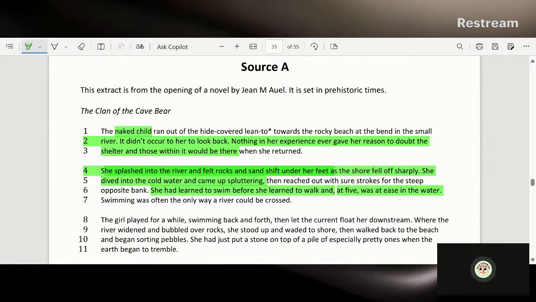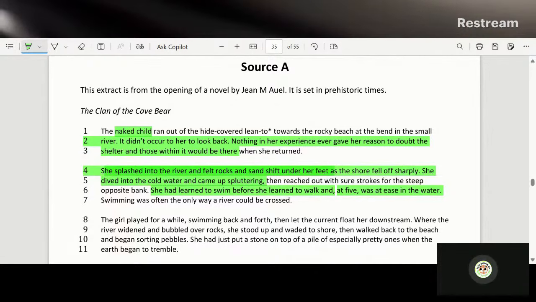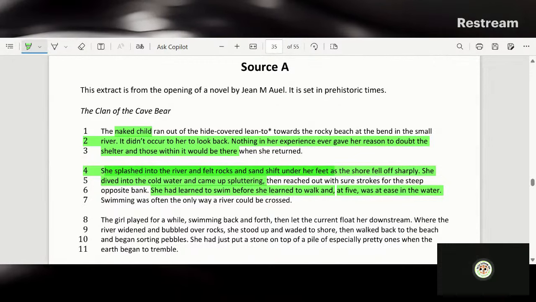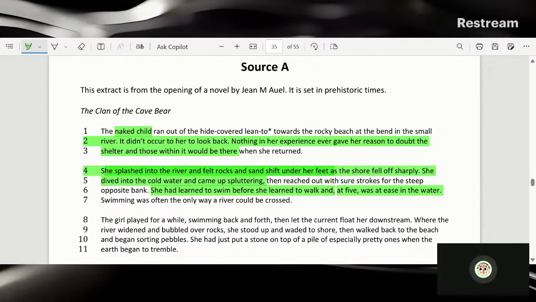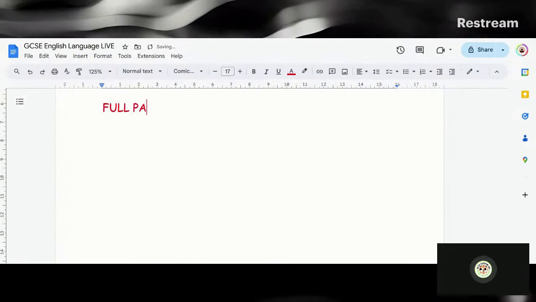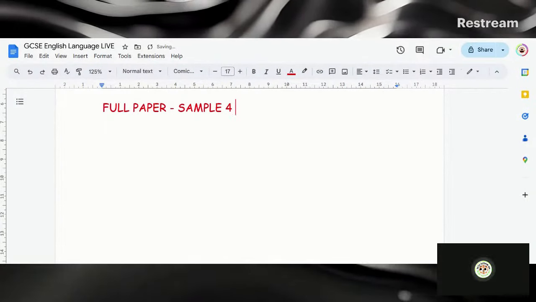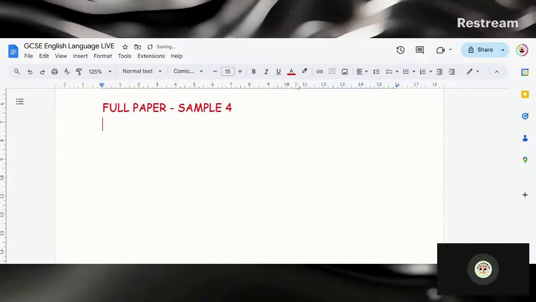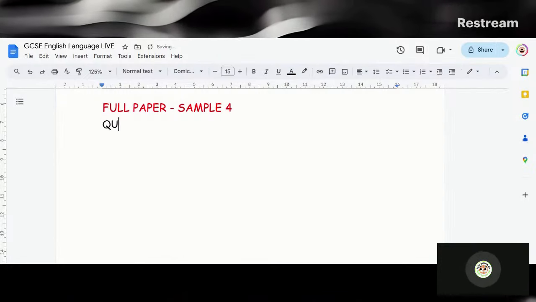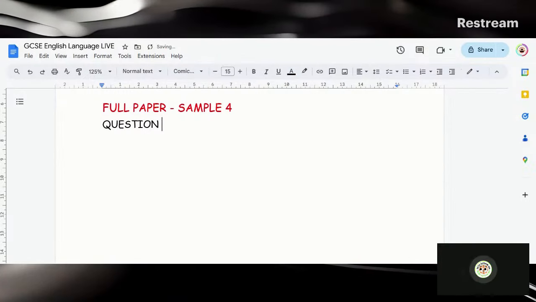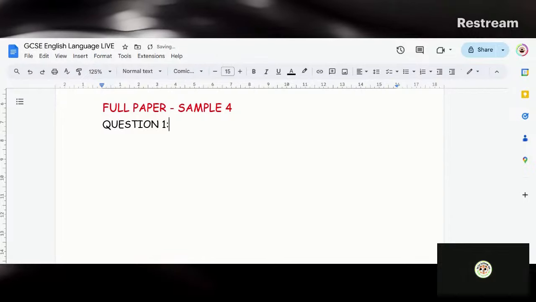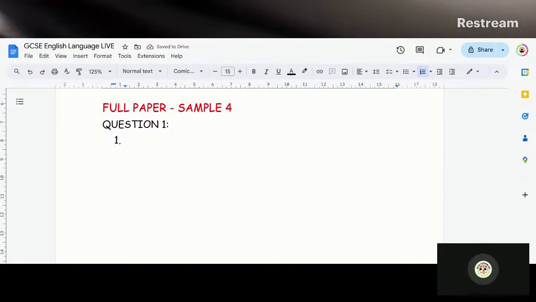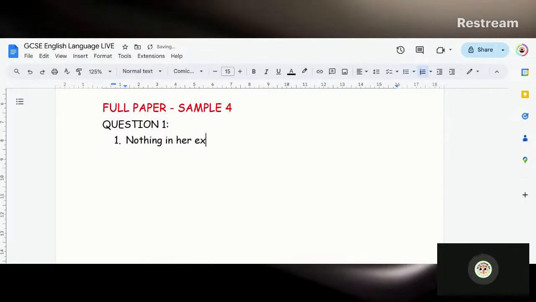So going through how we can actually phrase this in our answer, that will get us those marks. You can pretty much just start off by literally reiterating the quotes. So let's write this. Full paper, sample 4. And I'll make this slightly smaller and make it black. So we've got question 1. We can put this in bullet points because there's only 4 things we have to list. So the first thing we can say is nothing in her experience.